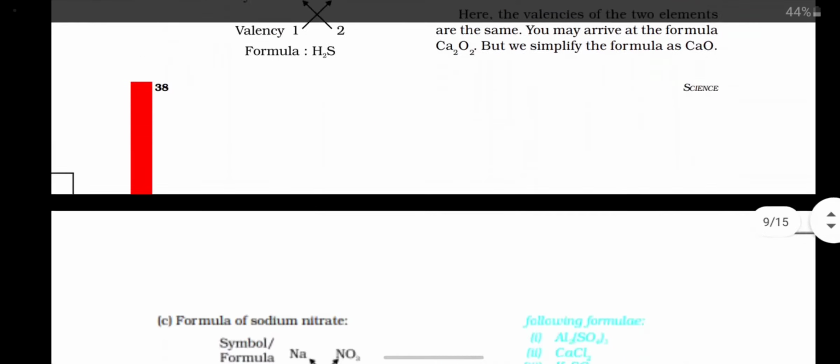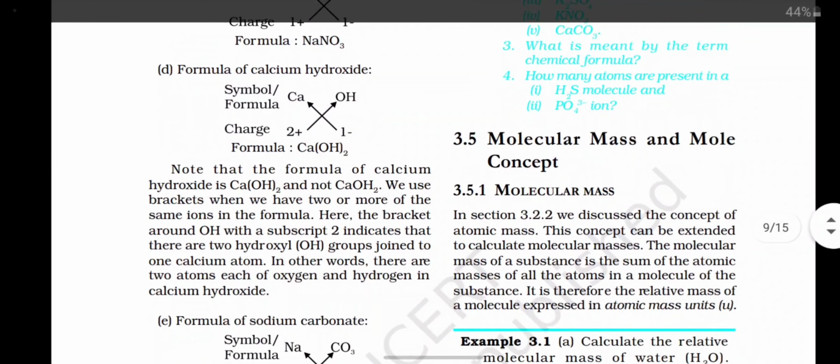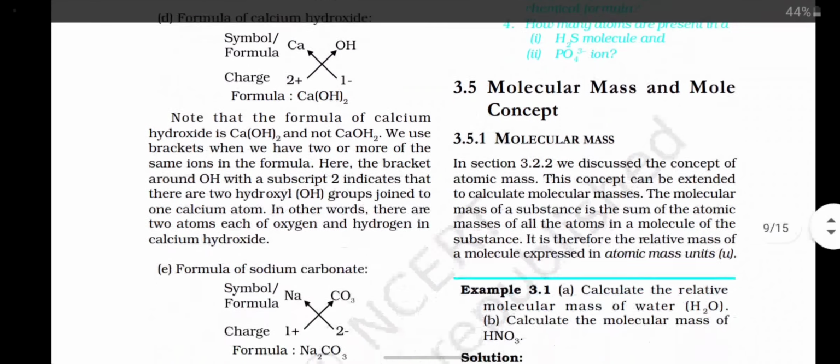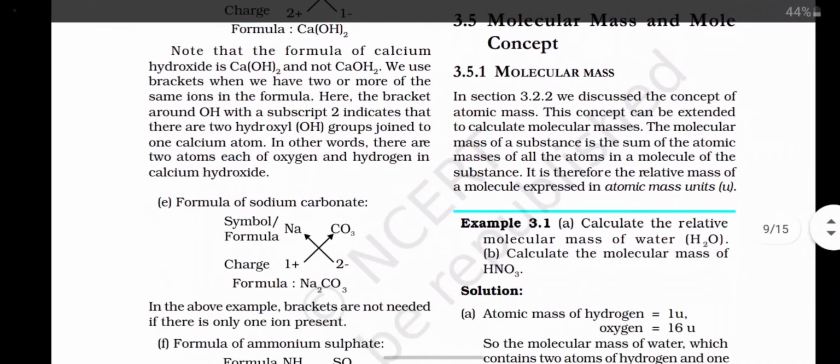So this is all about today's class. In the next class we will discuss molecular mass and the mole concept.